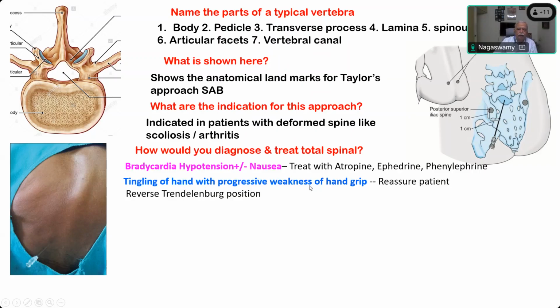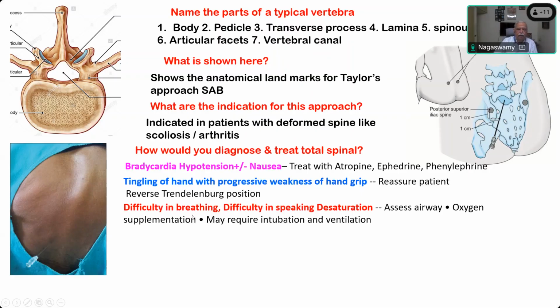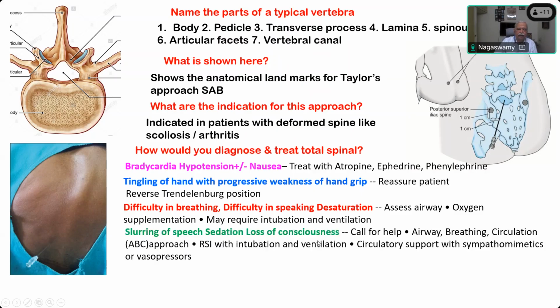Tingling of hand with progressive weakness of hand grip: reassure patient, reverse lumbar position, that is, head up should be given. The patient may complain of difficulty in breathing, difficulty in speaking, and may also desaturate. So, airway, oxygen supplementation, may require intubation and ventilation.